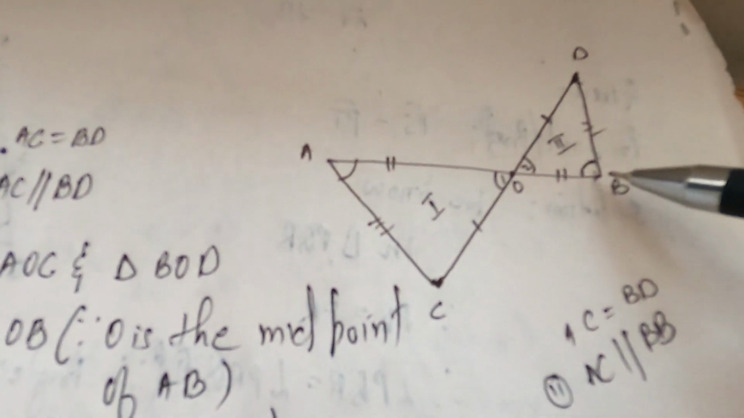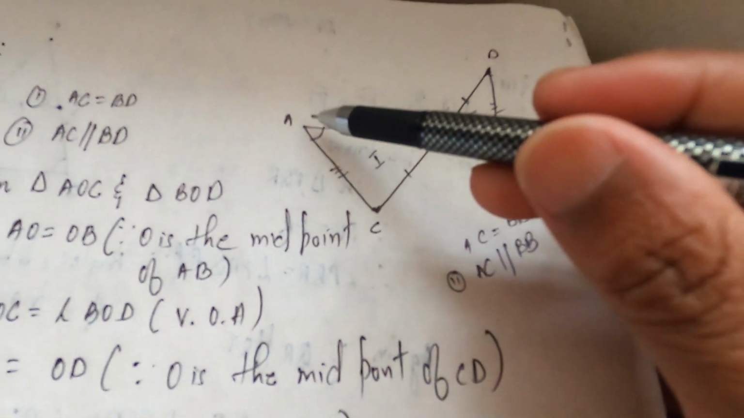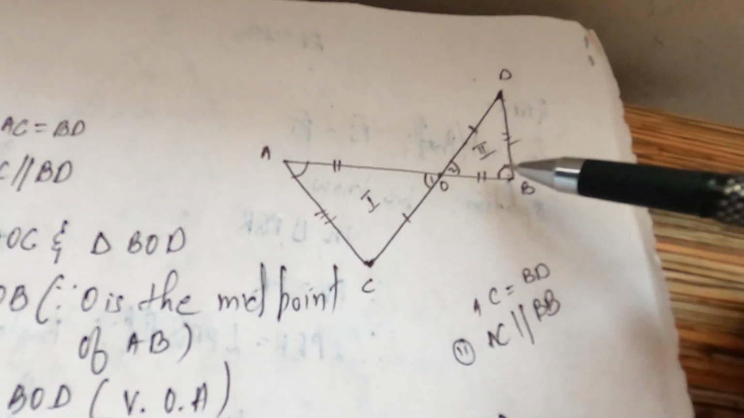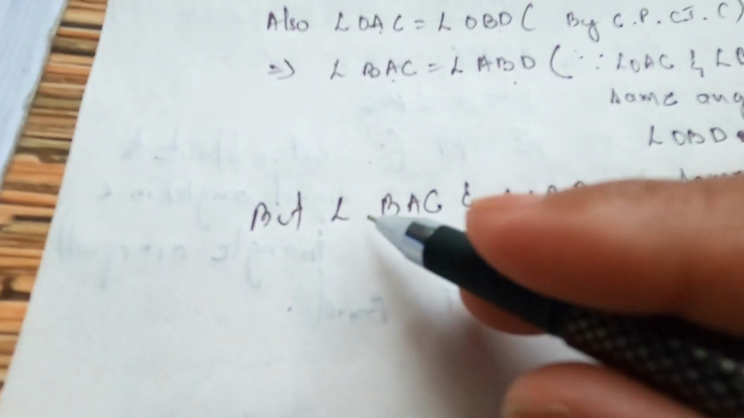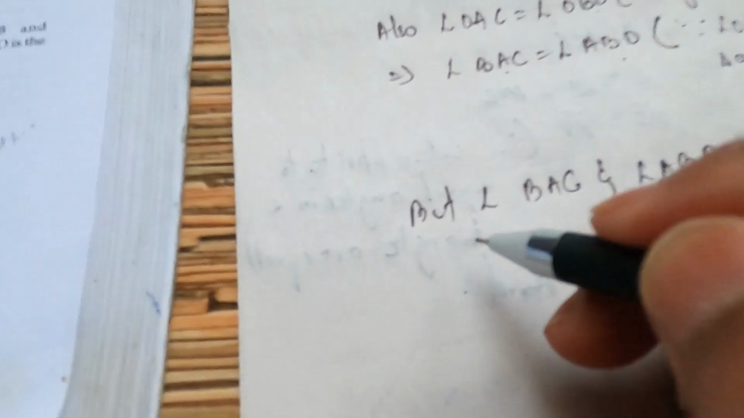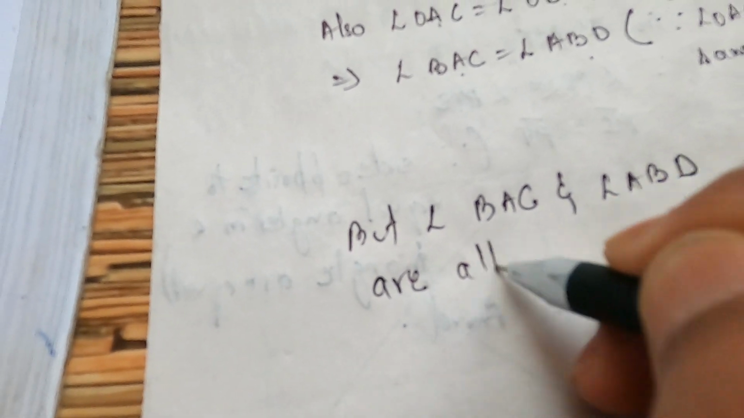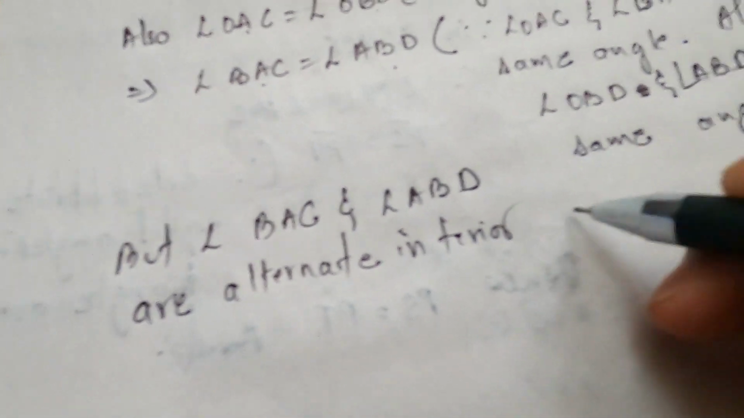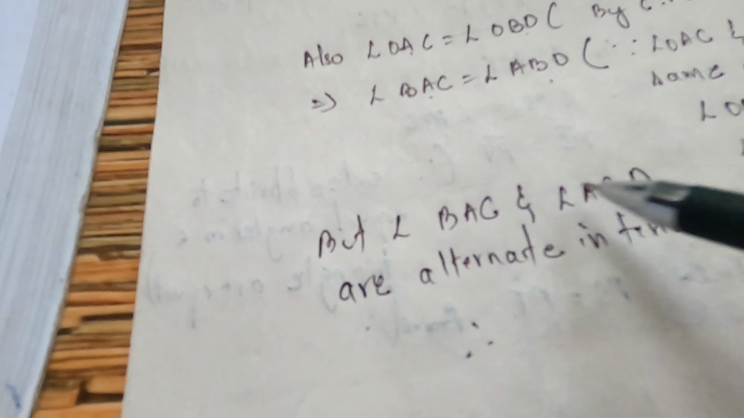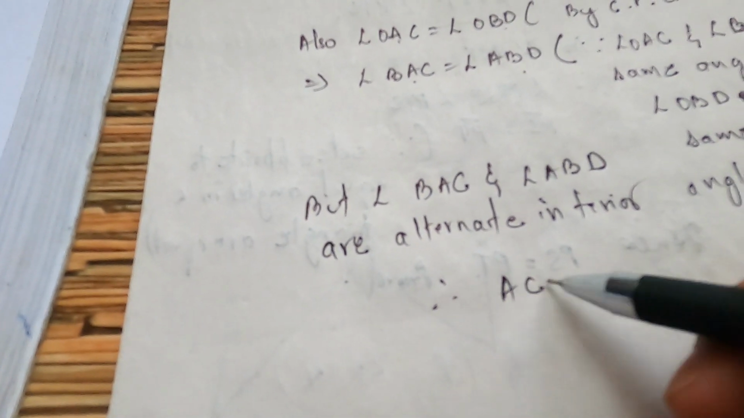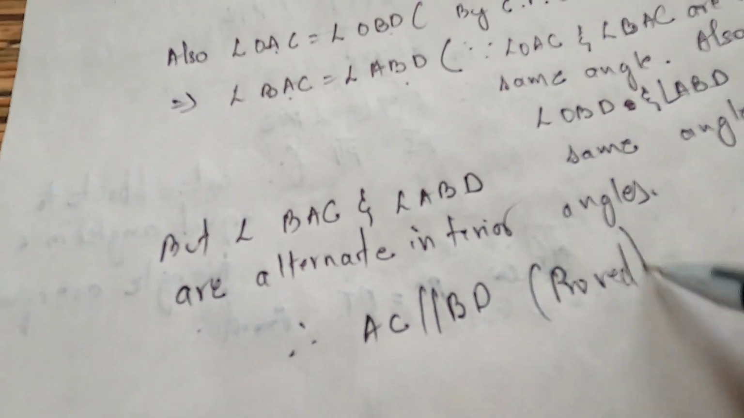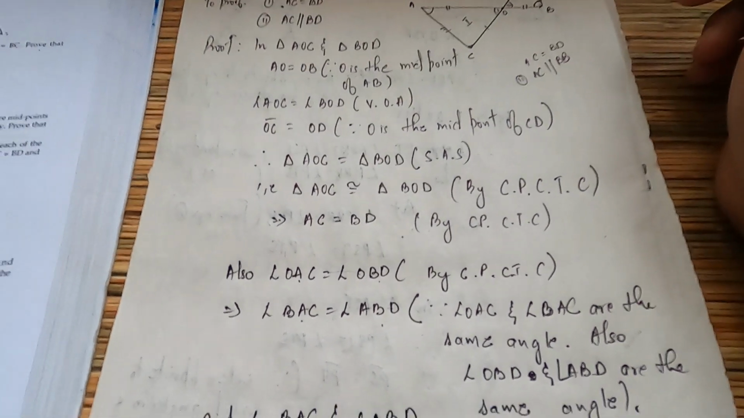But angle BAC and angle ABD, what pair of angles do they form? They form alternate interior angles. So therefore, since the two angles are equal, we can say that AC is parallel to BD. Proof. All right, so this will be your answer.